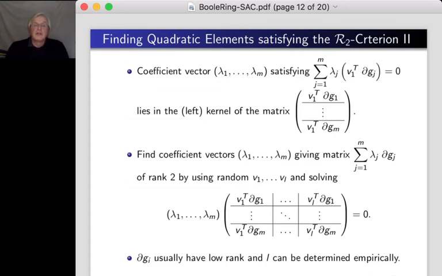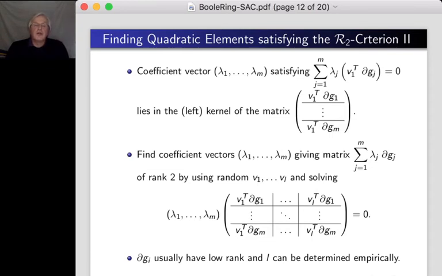We can generate more random vectors v2, v3, up to, say, in this example, vl, and we end up looking for a coefficient vector in the left kernel of this given matrix. We end up solving lambda1 to lambda m as a row vector times this matrix, which is generated by random vectors v1 to vl and the partial matrices dg1 to dgm. So we just solve that is 0. We can potentially solve that in a quite straightforward way by linear algebra.